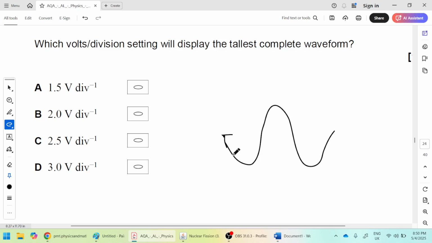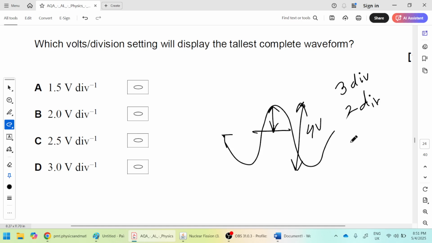Tallest waveform. So if you have 1.5 volts per division, I'm going to just take some value. Let's assume like 4 volts. If it's 1.5 volts per division, that will be around 3 divisions. If it's 2 volts per division, it's going to be 2 divisions high. The amplitude is going to be 2 divisions high. If it's 2.5, it's going to be less.